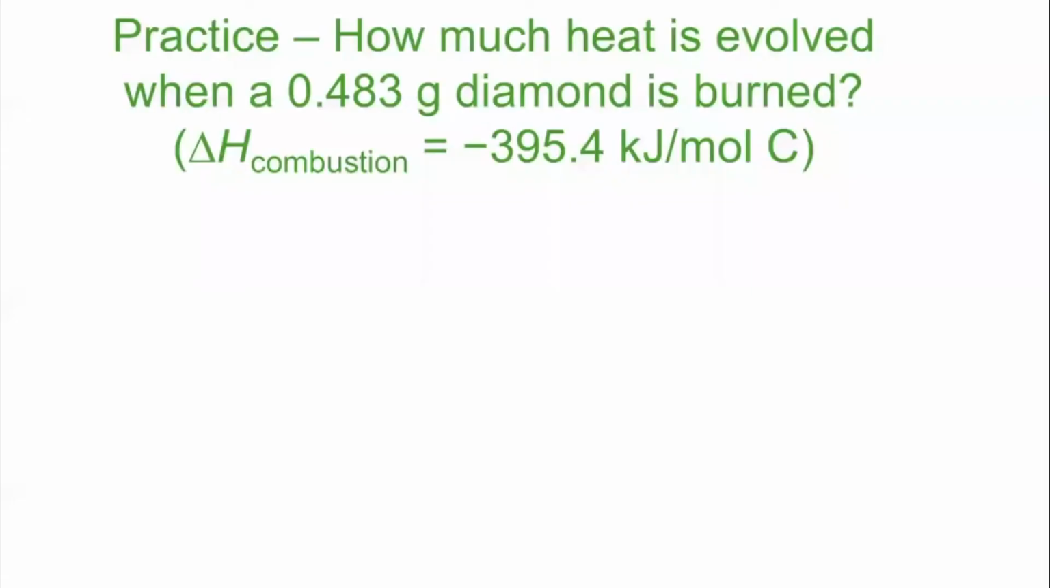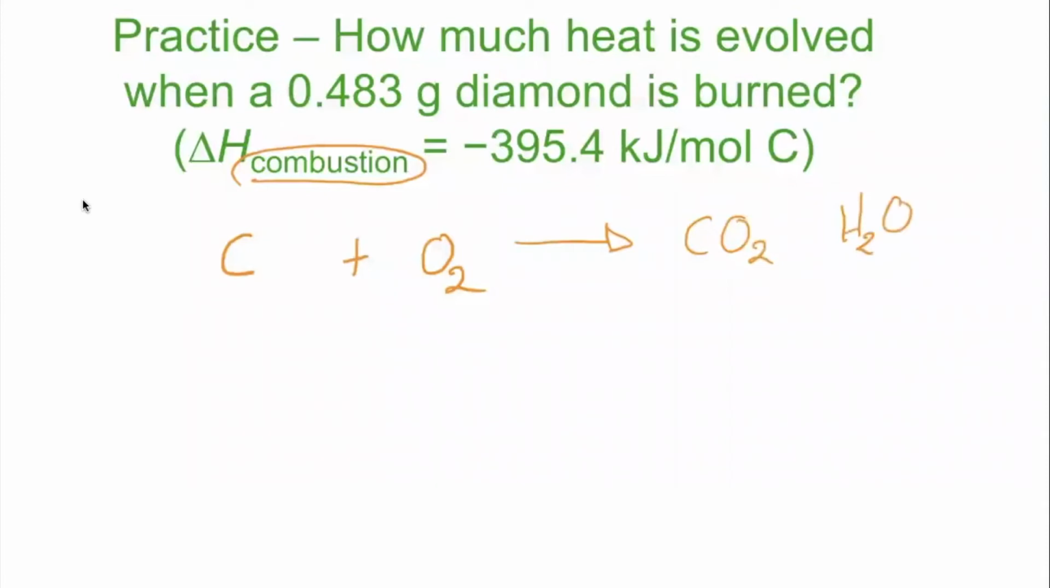Okay, here's another question for you to try on your own. The first thing you're going to have to do is write the equation. How much heat is involved in the combustion of diamond? So remember that diamond is going to be carbon, and it says combustion. So you're dealing with a combustion reaction. What that means is that you're going to react it with oxygen. And then for combustion reactions, you're always going to have carbon dioxide and water. And you're going to make sure that it's balanced.